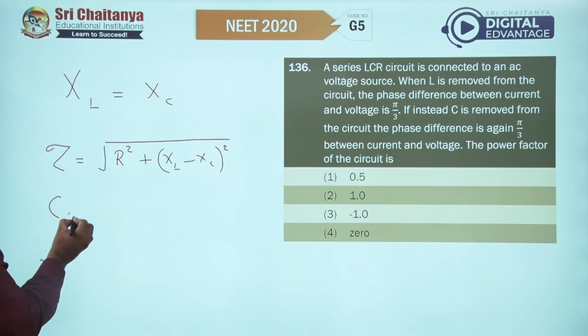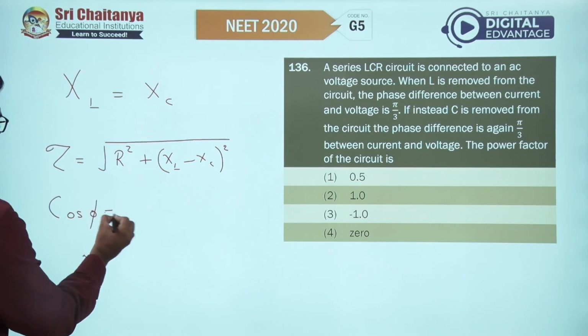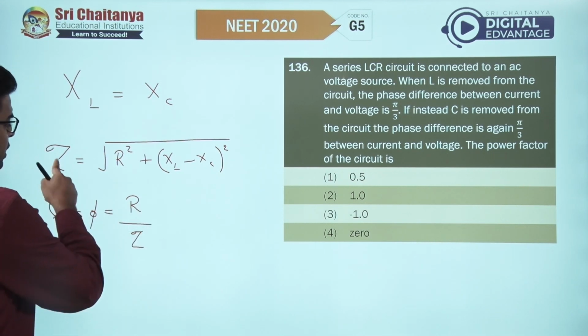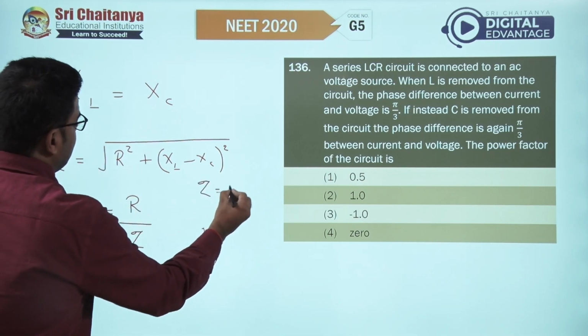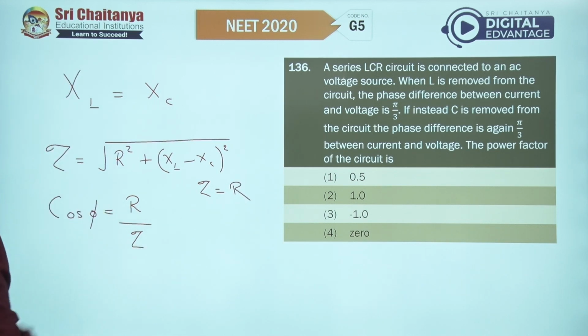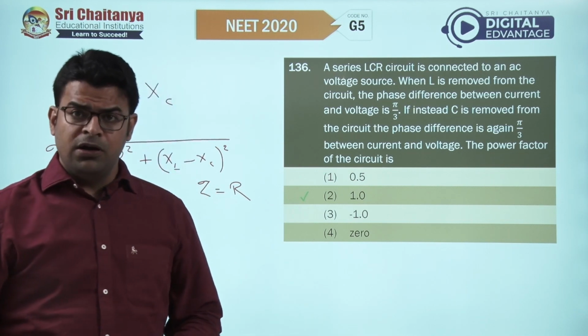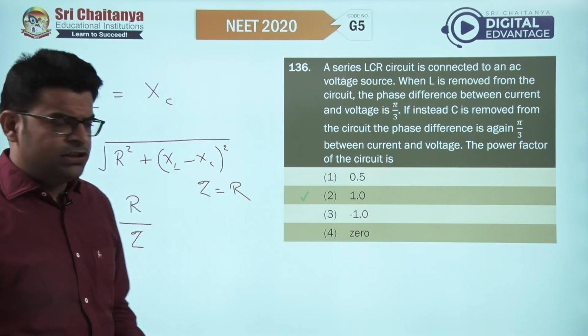The power factor, which we write as cos phi, is nothing but the resistance upon the impedance. Since the impedance will be equal to resistance, on substituting resistance in place of impedance, we will get cos phi equals 1. So the power factor of the circuit is 1, which is option number 2. Let's move to the next question, 137.